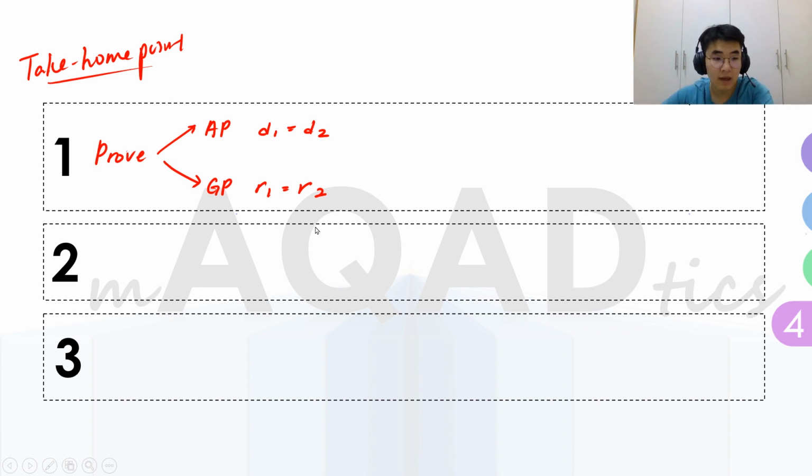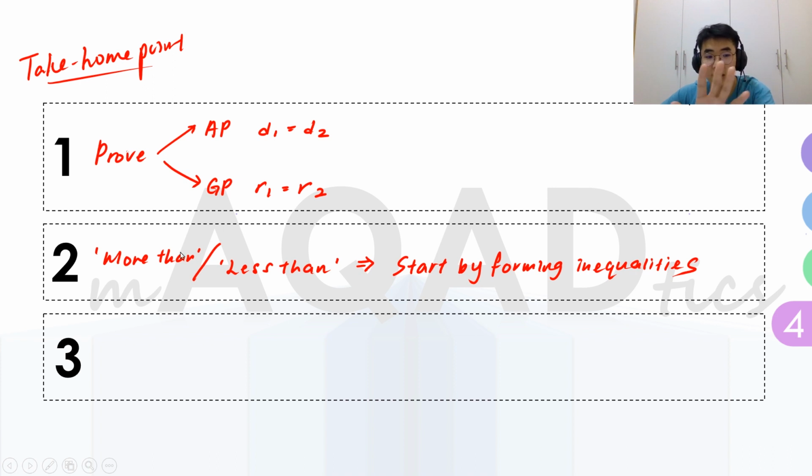And the second point would be for this kind of more than or less than questions. So just now we saw the keyword was exceed in part B, so we can start off by forming an inequality. So just now, if you look at the part B working, I start off with Tn is more than 1350. Okay, so this can be our starting point to solve these kind of questions.